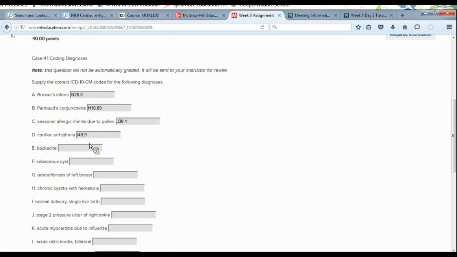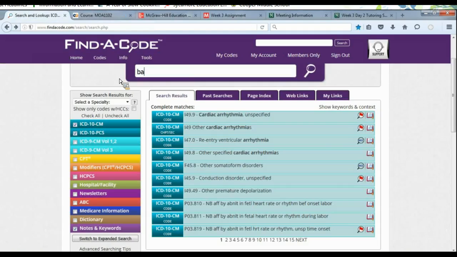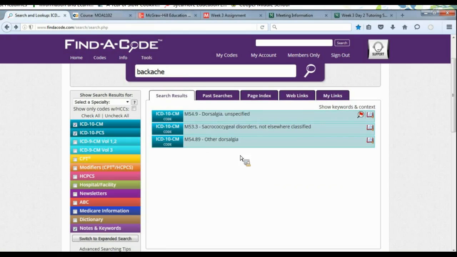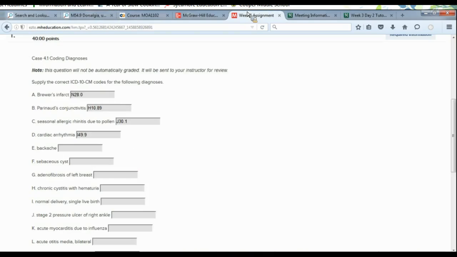Next, we have backache. Let's go to backache. We have 3 matches here. Let's click on the first one and see what it says. There we go. Backache, and otherwise specified. It didn't specify what kind of backache, it just says backache. So this is our correct code, M45.9. I'm sorry, did I say it backwards? M54.9. Next, we have sebaceous cyst.